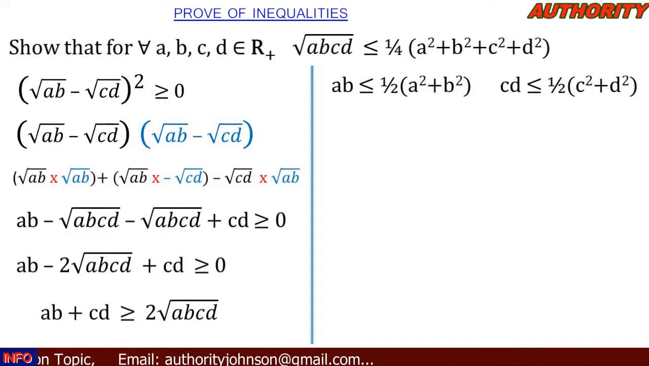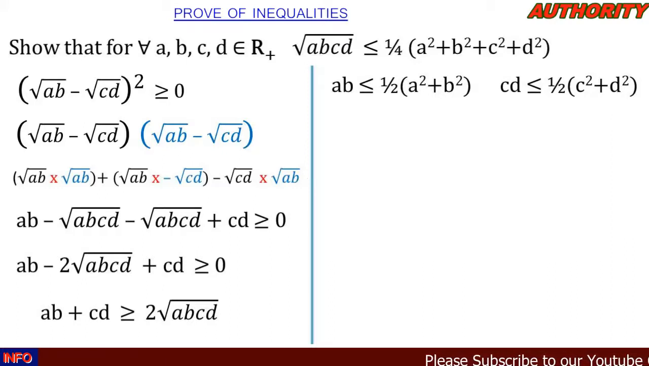For instance, when you say A, and we will take our A to be 2, and then our B to be 3. So when you say 2 times 3 is equal to 6. So we say that this 6 must be less than or equal to 2 squared plus 3 squared all over 2. So 2 squared is equal to 4 plus 3 squared is equal to 9 all over 2.